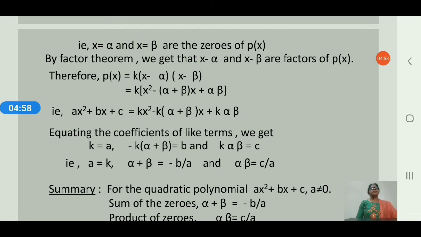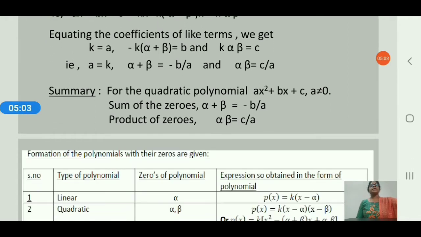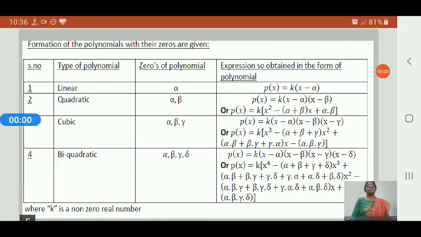That is, in general we can say that for a quadratic polynomial ax square plus bx plus c, a not equal to 0, the sum of the zeros alpha plus beta is negative b by a, and the product of zeros alpha into beta is equal to c by a. Once more, sum of zeros equal to alpha plus beta, that is negative b, meaning negative coefficient of x divided by coefficient of x square, and the product of zeros alpha beta is equal to c by a, that is constant term divided by coefficient of x square.